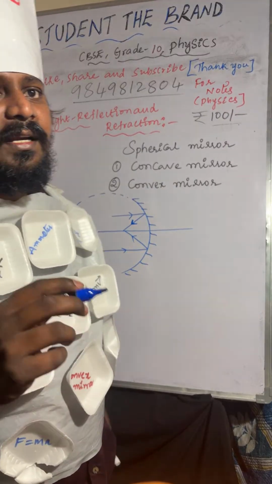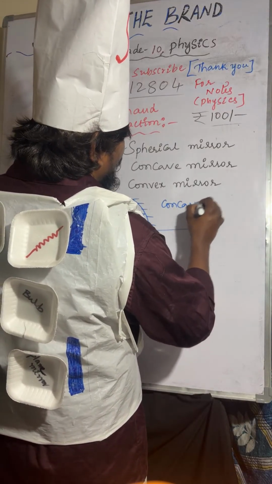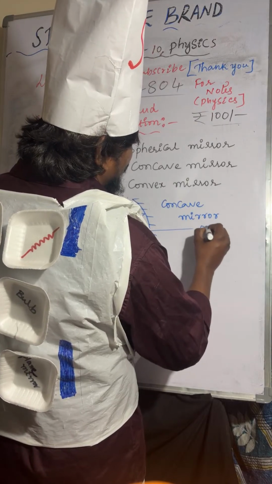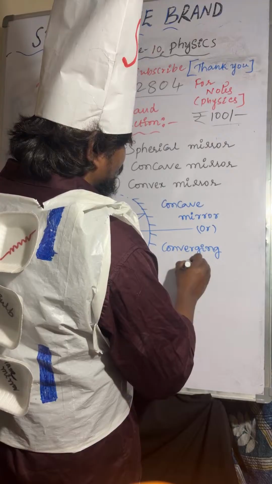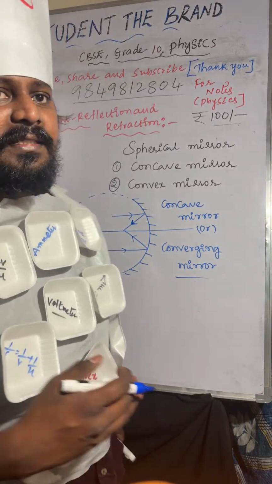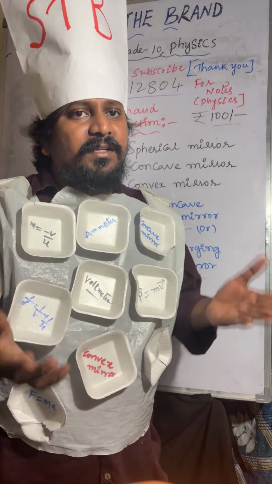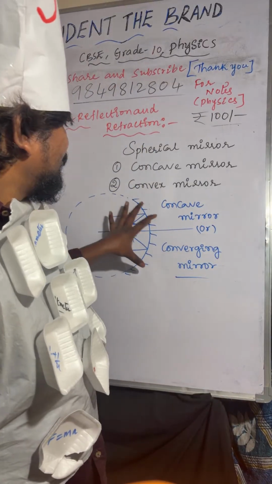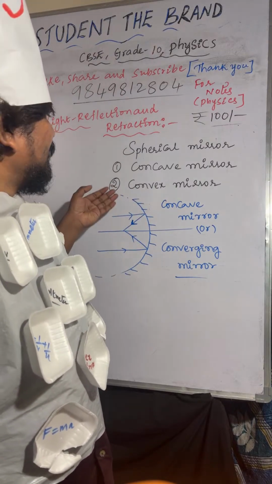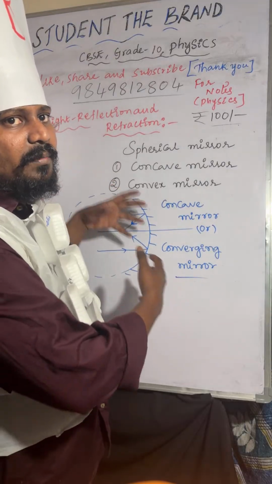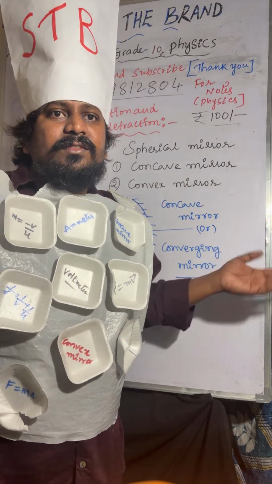One more thing you need to understand. Concave mirror is also known as a converging mirror. Sir, why do you say a concave mirror is a converging mirror? Because whenever light rays are incident on it, after reflection those light rays meet at one point. After reflection the light rays move closer, towards the principal axis, and meet at one point. That's why it is called a converging mirror.